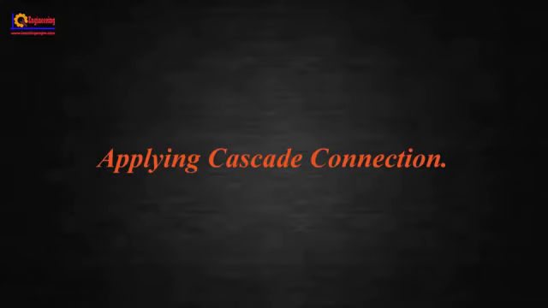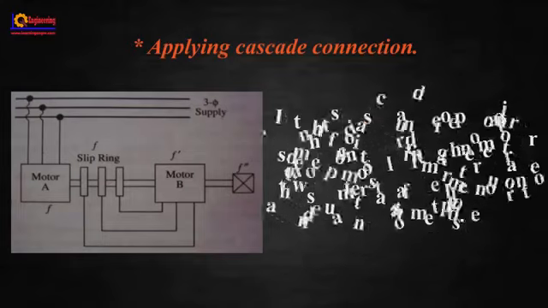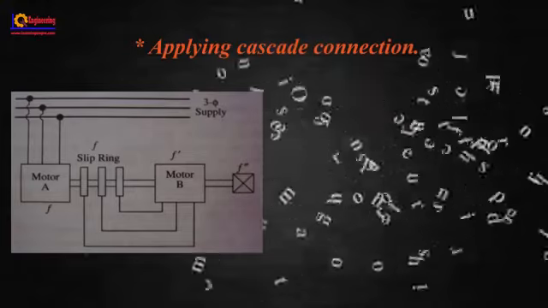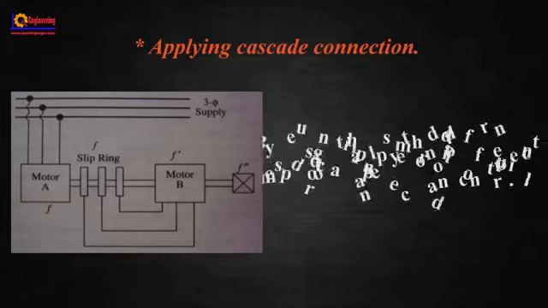Applying cascade connection. In this cascade operation method of induction motor speed controlling, two motors are mounted on the same shaft and run at the same speed. One motor is connected to the three-phase supply and the other is worked from the EMF induced in the first motor through slip rings. By using this method, different speeds can be applied to the induction motor and speed can be controlled.